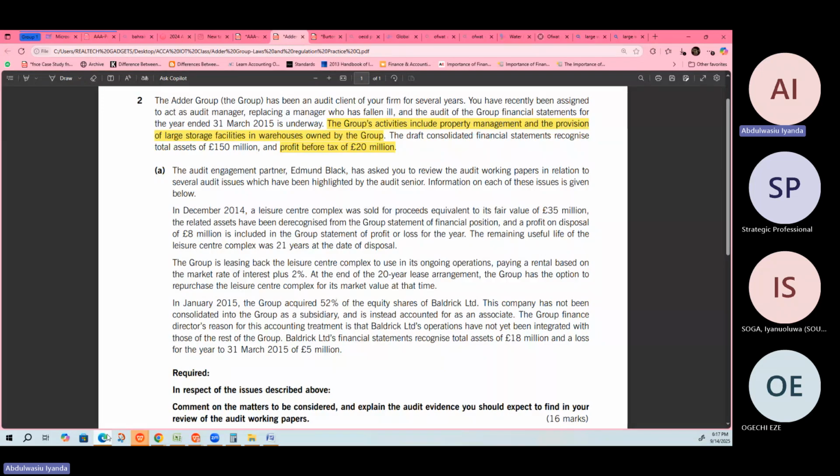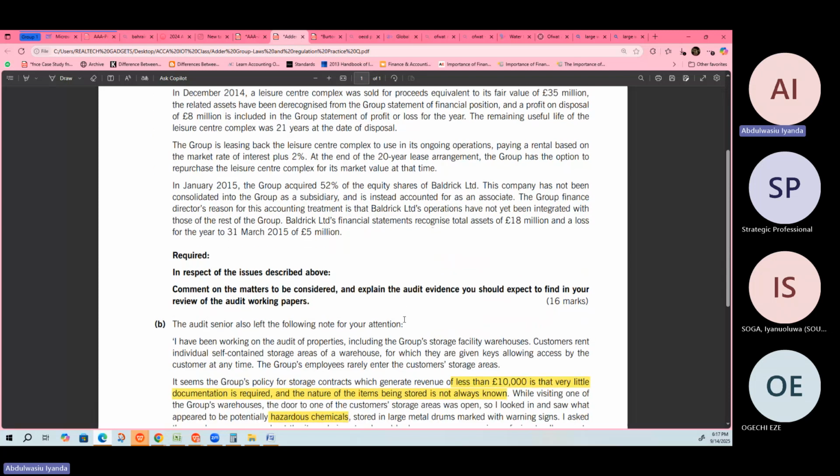So this one will fall under ethics now. If you remember, what threat is that? Is it self-review? Is it advocacy? How many do we have? Which one? Let me highlight it now. Where is it? Okay, it's there.